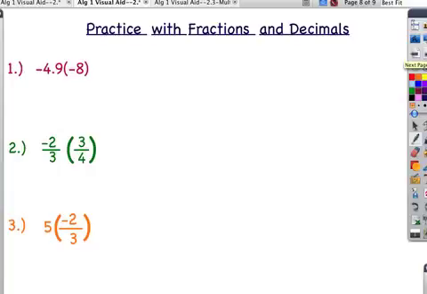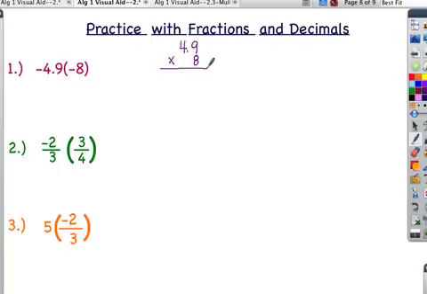So now let's practice multiplying with fractions and decimals. Sign rules still apply. So for number 1, we have negative 4.9 times negative 8. They're both negative, so the same sign is going to give me a positive answer. Now I just have to do 4.9 times 8. When multiplying with decimals, I do not need to line up the decimal point. That's only with adding and subtracting.